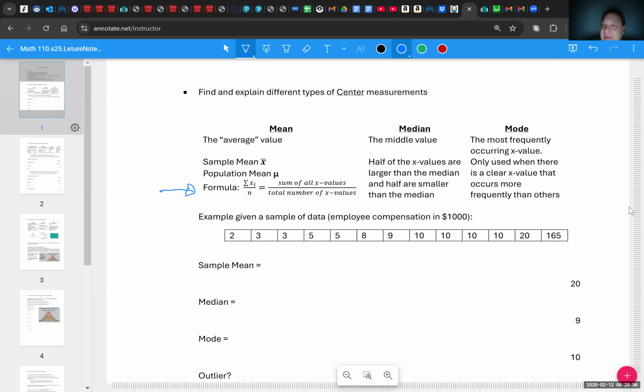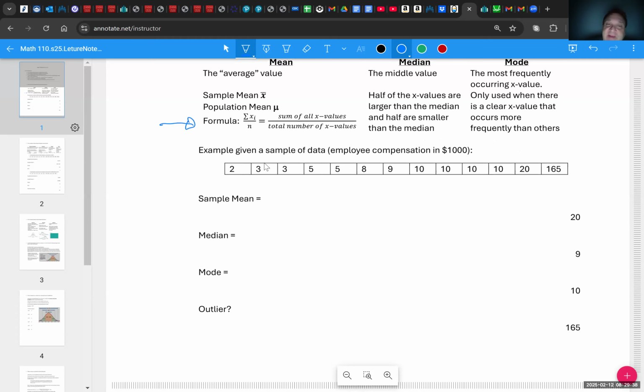All right, so I just have an example here of some sample data, which represents employee compensation in thousands of dollars. So these are the X values. These are the employee compensation values, and they're measured in thousands. So we have one employee making $2,000, another employee making $3,000. Oh, another person making, so 2 people making 3,000, etc. So these are all the different data values.